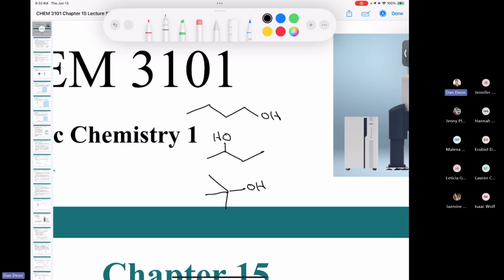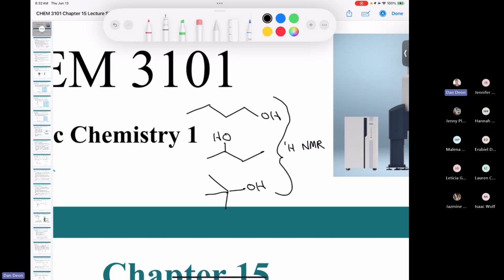And if you're thinking, well, what about the fingerprint region? Could I use that? Sure, but you kind of have to dig around in the fingerprint region to figure out which one is which. However, after you have covered this chapter, chapter 15, what we're going to talk about is what we call proton, so hydrogen-1, proton NMR, nuclear magnetic resonance spectroscopy. And if you were to run a proton NMR spectrum on these three compounds, you could tell them apart in probably less than 10 seconds.